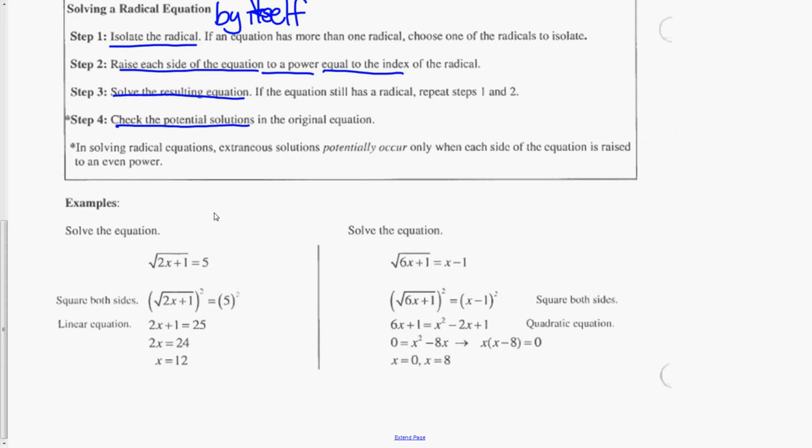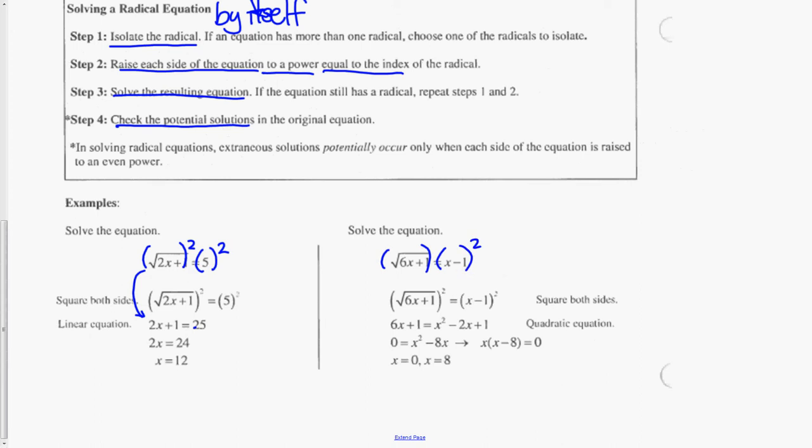So down at the bottom of the page, you can see here's another couple of examples. I've got square root of 2x plus 1 equals 5. That square root is isolated, so we can go straight to squaring both sides. So then that makes the 2x plus 1 come out, and then 5 squared is 25. And then we just have to solve for x. We subtract 1 from both sides, so you get 2x equals 24, and then divide by 2, and you get x equals 12.